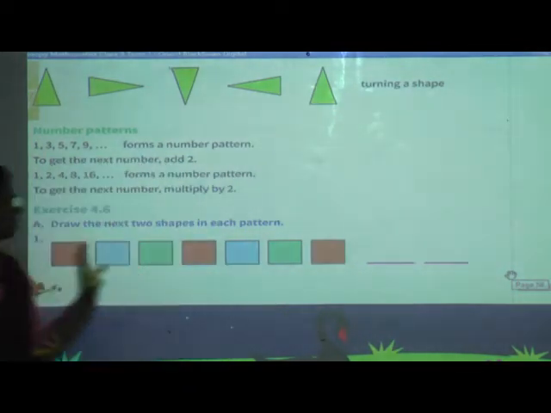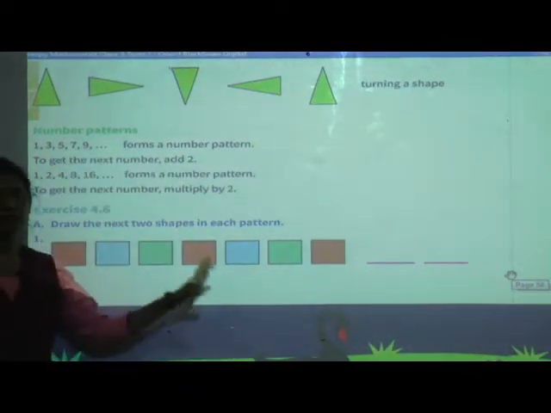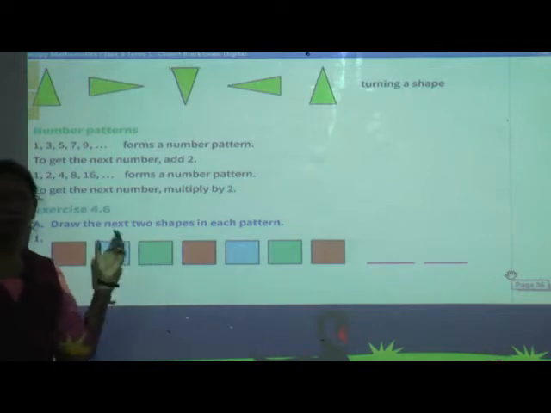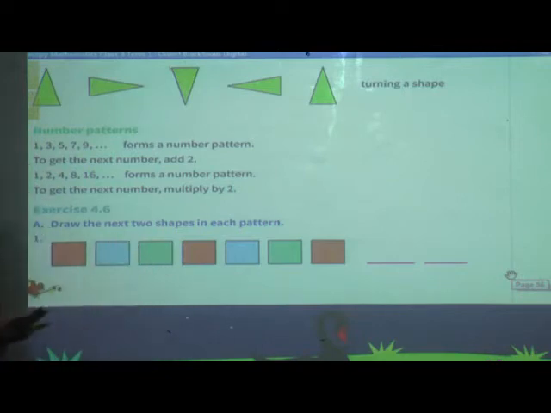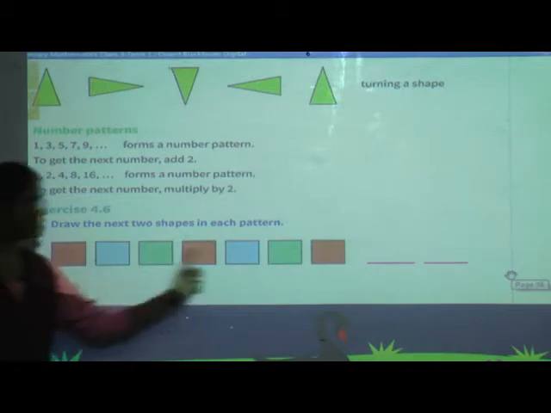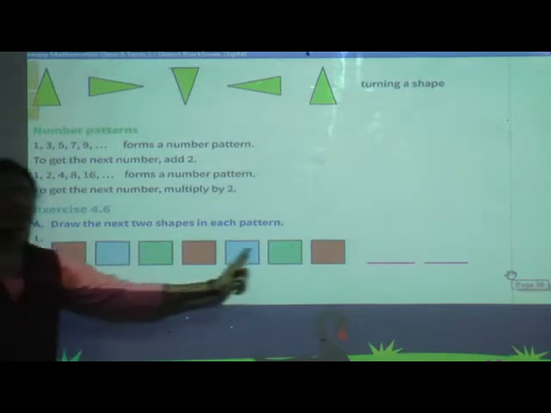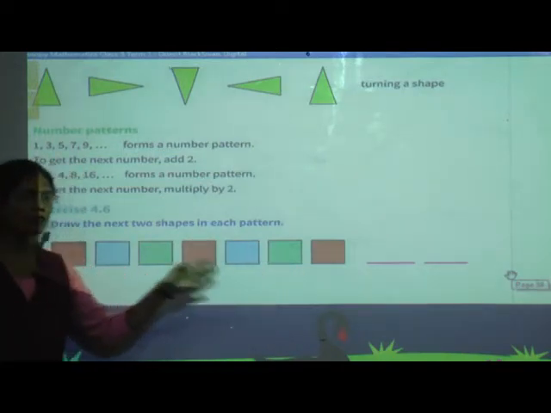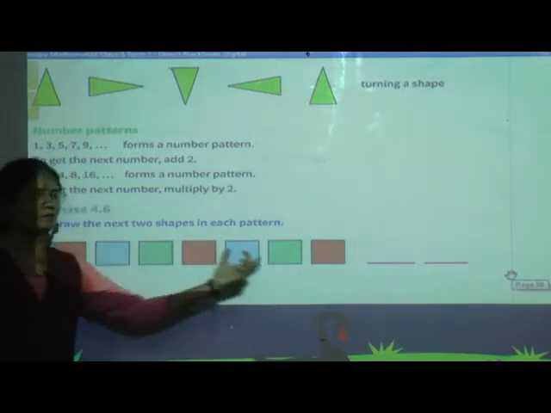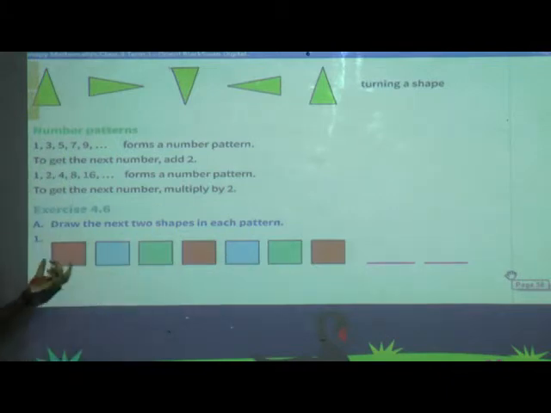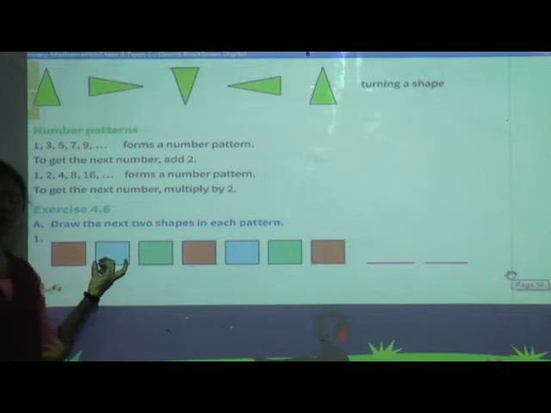See students, here I am going to draw only shapes. I am not going to color them. But in your textbook you have to color them also. Now see here. Here you can see everywhere which shape is there? Yes, here all are squares. But if we will see, the colors are different. Here a red color square is there. Here a blue color square is there.